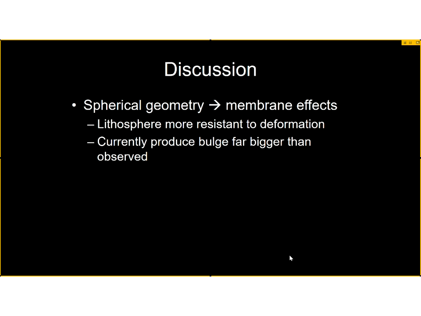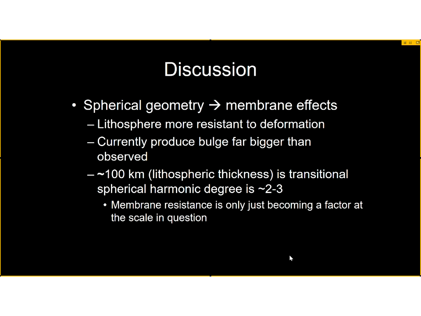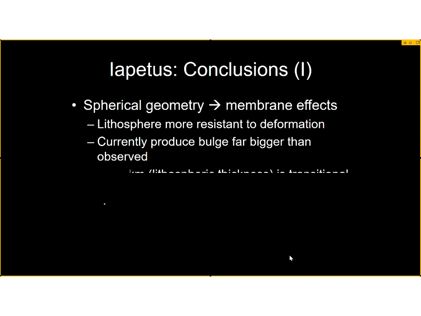So all of these models said that it formed within 100 million years of the formation of the body, and the solar system is 4.4 billion years old, so that's a lot of time for it to just sit there, so it might have actually been shrinking through time. And also this 100-kilometer lithospheric thickness, this mechanical layer, is pretty closely correlated with spherical harmonic degree 2 or 3, so that likely wouldn't change it either, because the membrane stresses are just starting to become important.